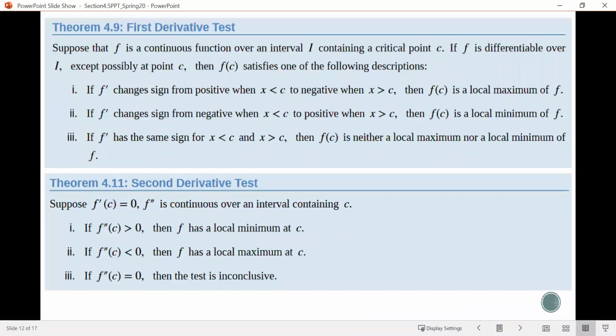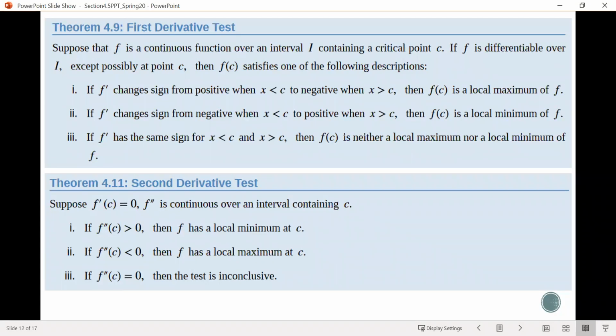Okay, so just a reminder of our two tests, the first derivative test and the second derivative test. Recall that in both, you have to find critical points of the function. You do that using the first derivative, but then to check whether or not those critical points represent local mins or local maxes, we just discussed different ways that we can use the first derivative and the second derivative to figure that out.